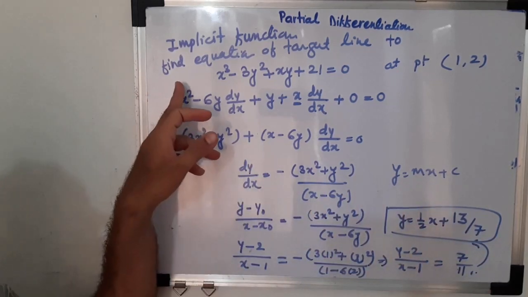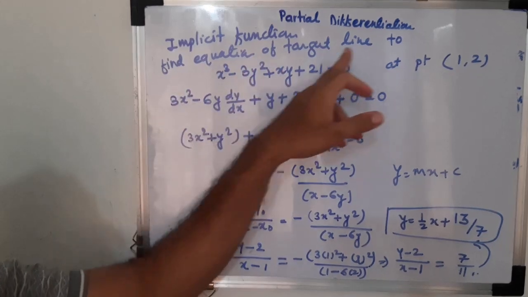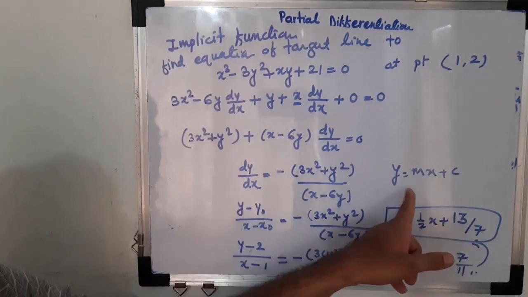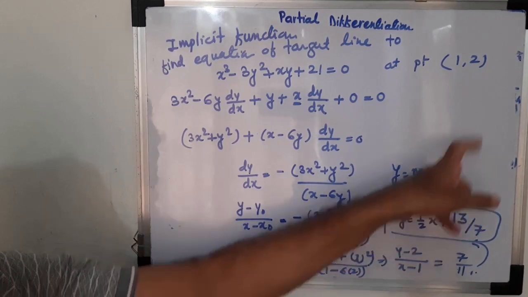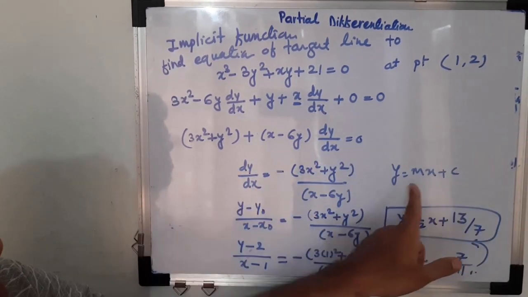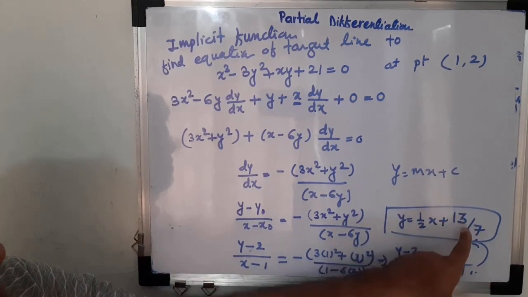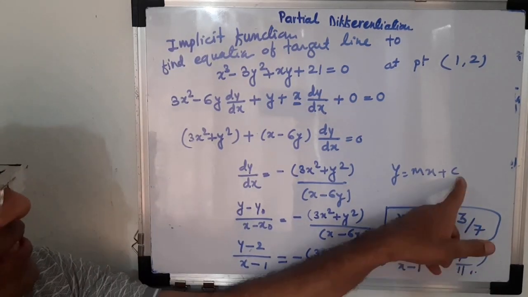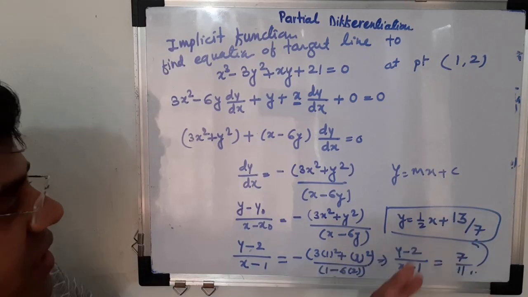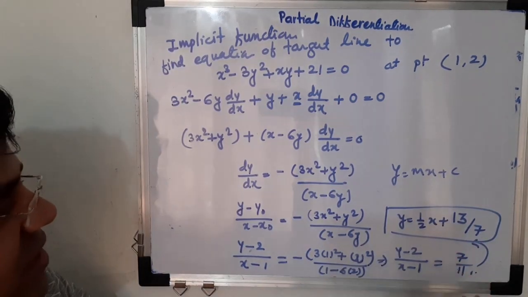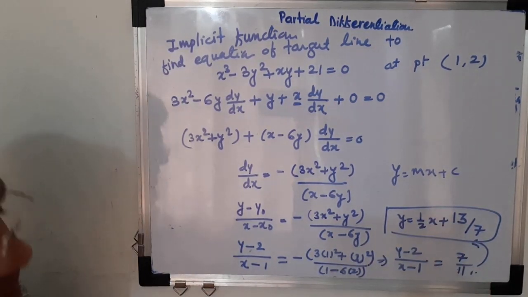So what you have to find out is the equation of a tangent line. So this is the equation of a line at that particular point, meaning the tangent. So it has slope 1/2 and c is the intercept, 13 by 7. You can check a little bit over here. So this is the case.